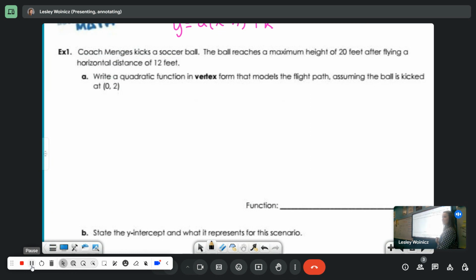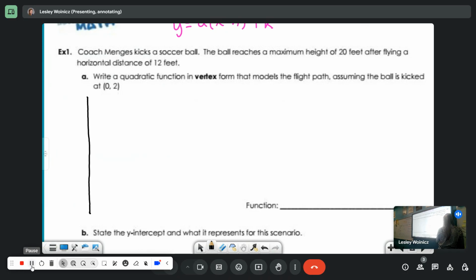So is the ball on the ground when she kicks it? No. Okay, so she's kicking it in the air. Is that possible, soccer people? Okay, just making sure I didn't make something up.